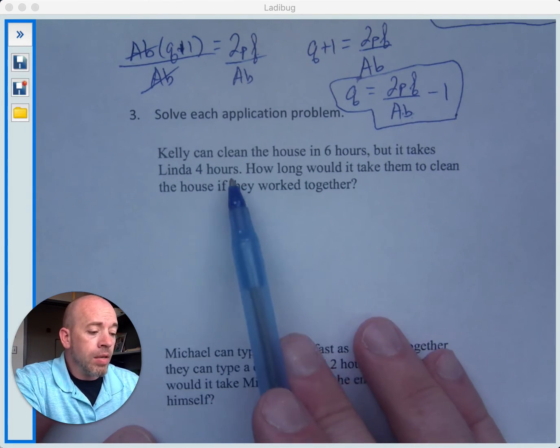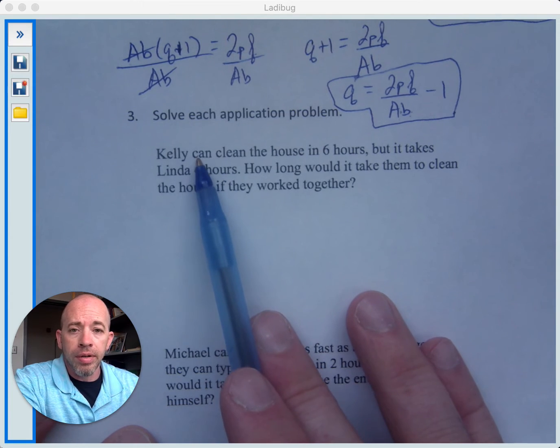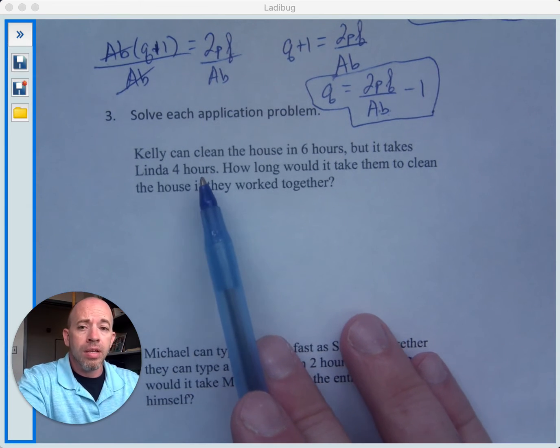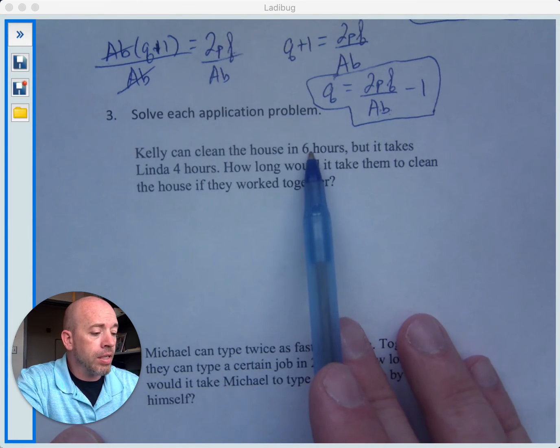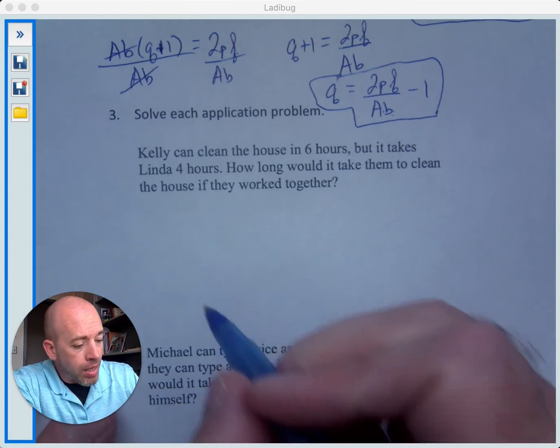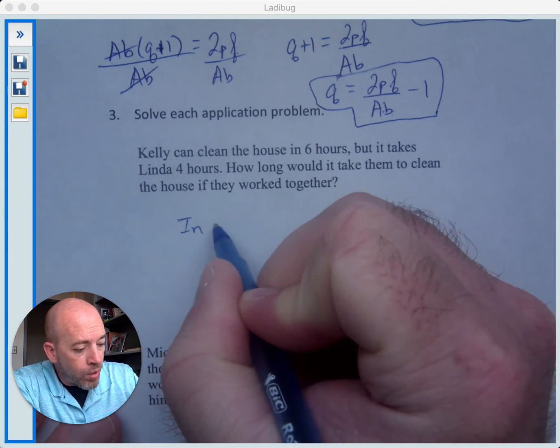The trick is to think about the fraction of the job each person can do in 1 hour. So if it takes Kelly 6 hours to clean the house, she could do 1/6 of the job in 1 hour. So I'm going to look at what happens in 1 hour.